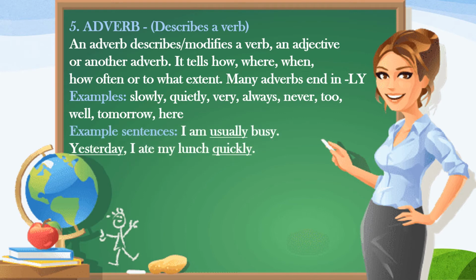Let's read these sentences. I am usually busy. So the word usually is an adverb. Why? Because it tells us how often I am busy. I am busy usually. I am usually busy. To what extent am I busy? I'm usually busy.